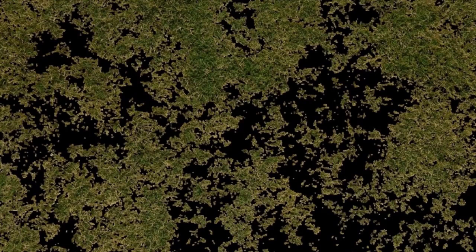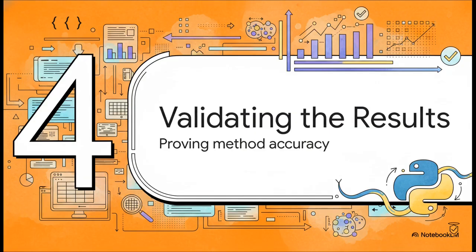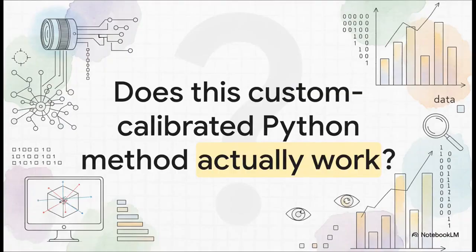But look, in science, creating a new method is only half the battle. You have to prove that it actually works. How do we know our custom-made Python script is just as good, or maybe even better, than the software that's already out there? We have to validate it. It's the million-dollar question, isn't it? We've gone through all this careful calibration, but does it spit out results that we can actually rely on? Let's take a look at the data.